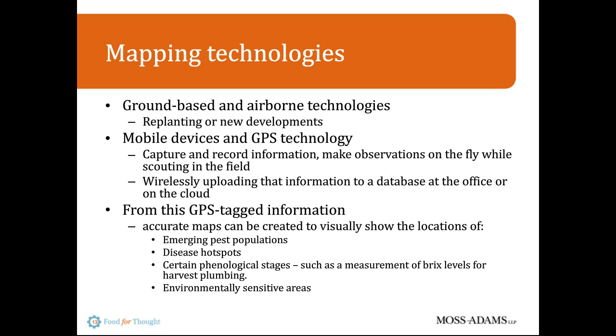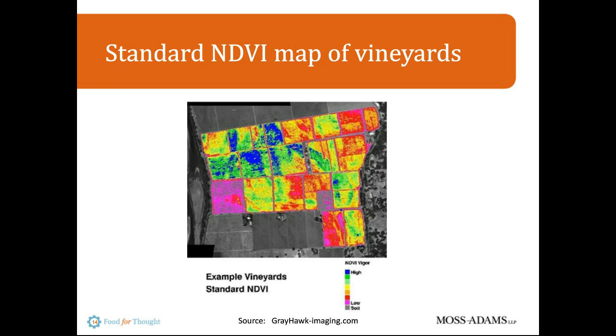For example, I know winemakers are using this to track the brix level on the vineyard blocks to really help them map how ripe is this section of vineyard, how ripe is this block, and that will help them plan their harvest decisions, the timing of when they're going to harvest certain blocks.